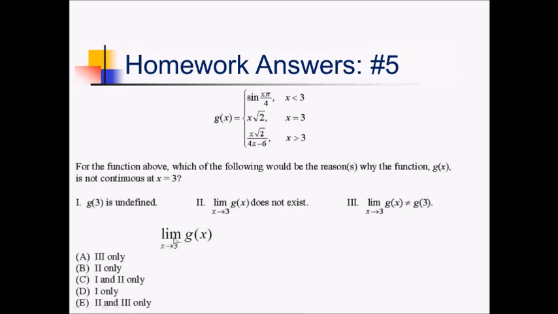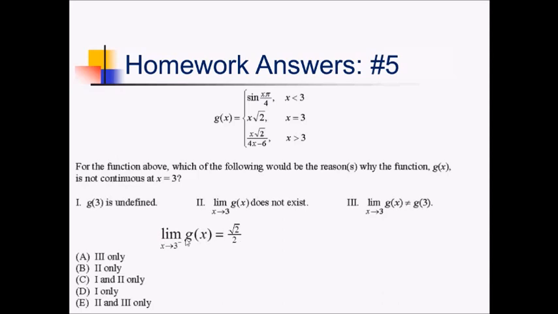So the left side limit of g, that's going to be using this top function here with x less than 3. That's going to be sine of 3 pi over 4. So just a little quick unit circle trig here. This would be sine of essentially 135 degrees, which is the quadrant 2 version of 45 degrees. So that's going to be root 2 over 2 if you do your unit circle math.